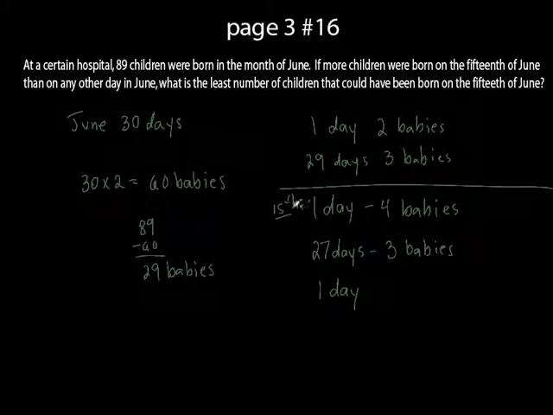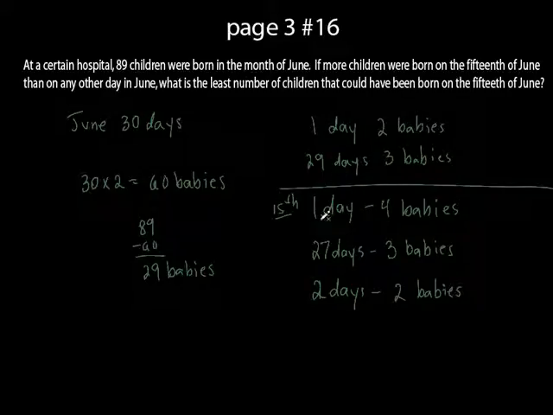So the 1 day, the 15th, that's the one with the most babies, is going to have your 4 babies. Then you're going to have 27 days with 3 babies, and then you're going to have 2 days with 2 babies. I didn't explain this very well at all because I'm not completely positive about this myself. But I think I gave you something to work with here.